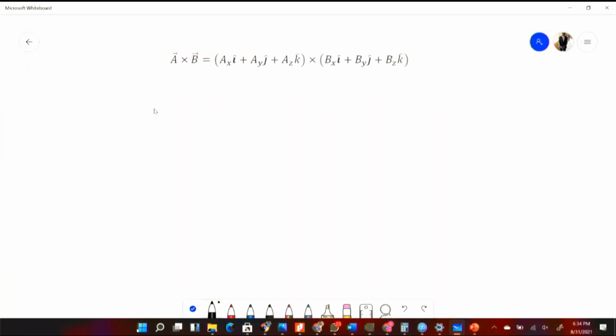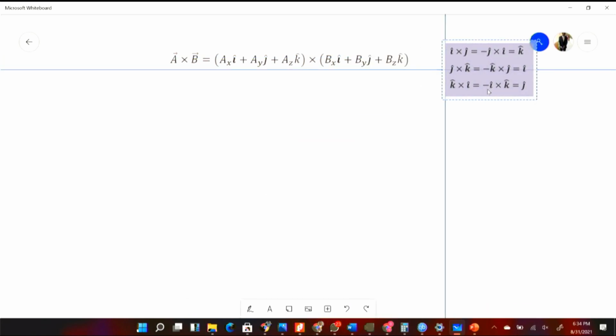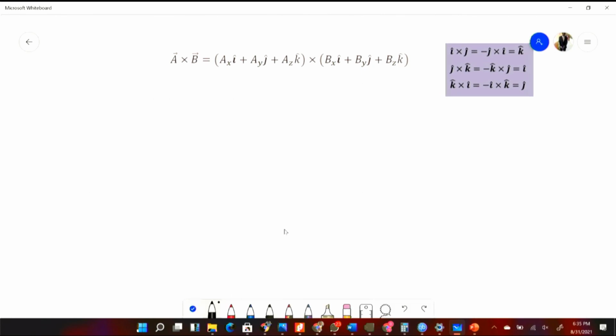So now our goal is to apply our vector product, and to make it easier, let's keep this at this edge. We'll make use of it later on. So now let's find vector A cross B. To do that, we do our expansion, which is going to be A times B.